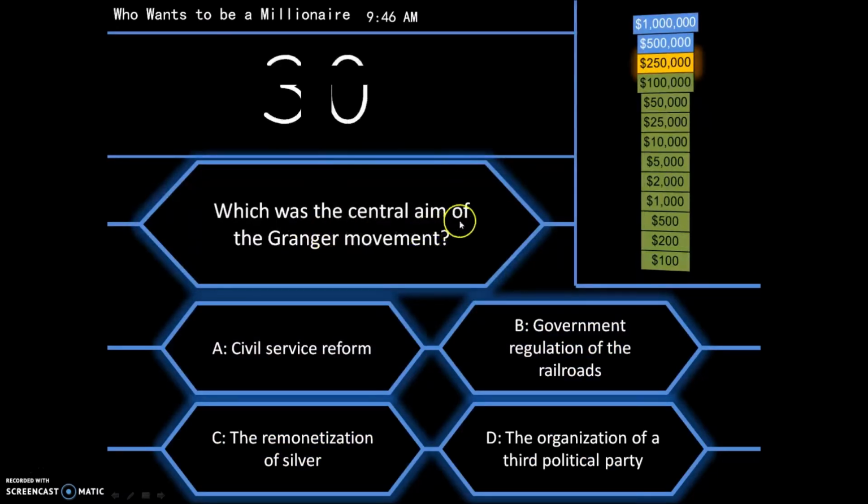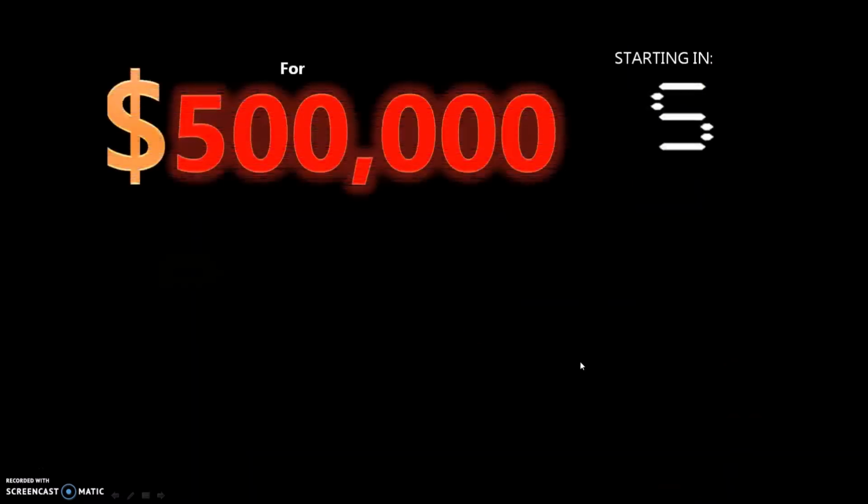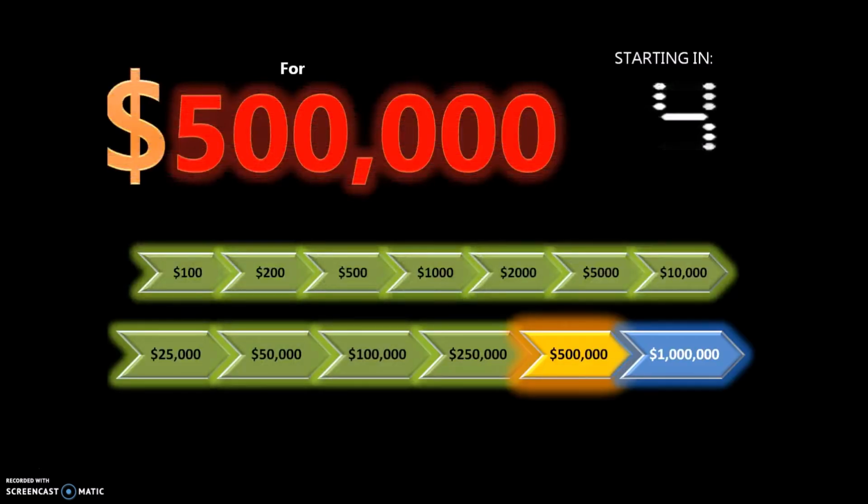Which was the central aim of the Granger movement? A. Civil service reform. B. Government regulation of the railroads. C. The remonetization of silver. D. The organization of a third political party. And of course, that's B. Alright, let's look at the next 2 questions here.